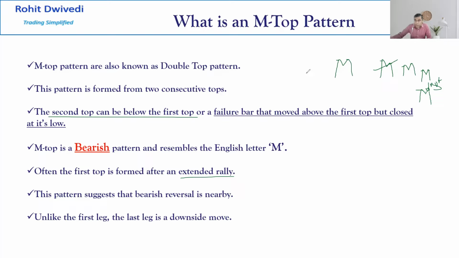So as I have mentioned, the M-top is a bearish pattern, and when it forms, it suggests that a down move is nearby, and prices can shoot to the downside anytime. Unlike the first leg, the last leg is a downside move. So this pattern is a combination of two legs. In the first leg, you have the upside movement, then you have a pullback, and then you have a downside movement, right? So this is the combination of two legs. Very important point to be noted.